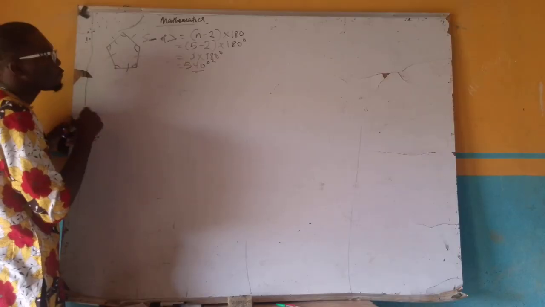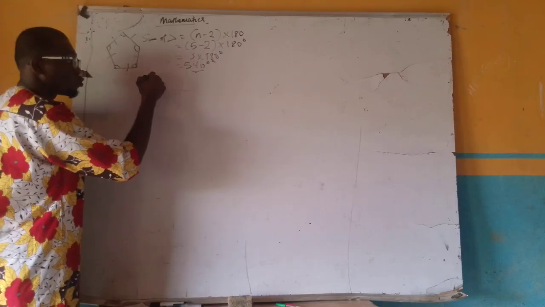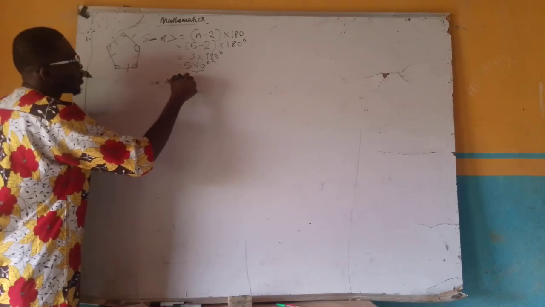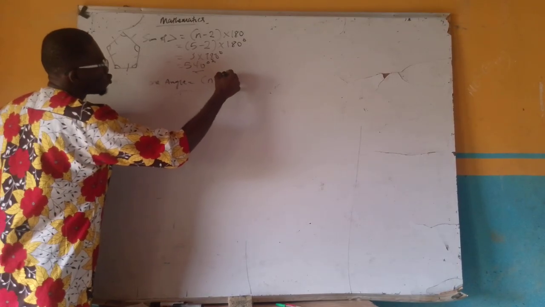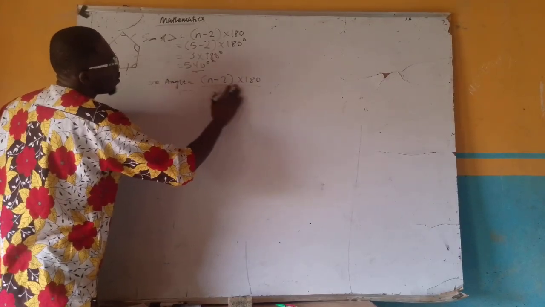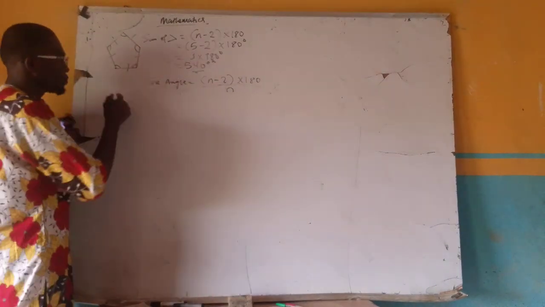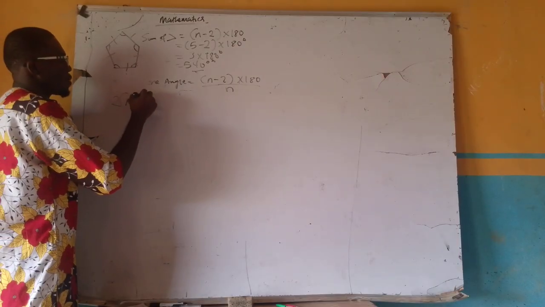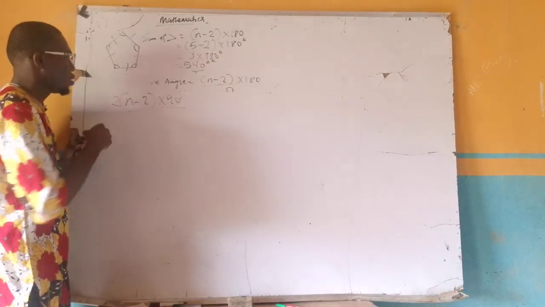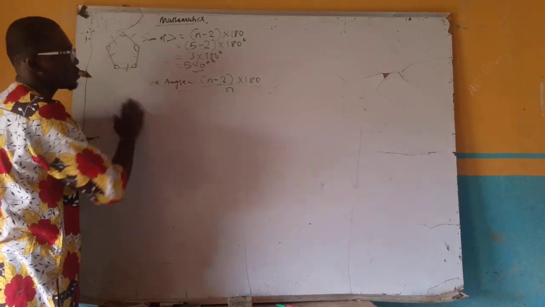So if you want to use a formula for that, we have angle now, right? One angle is equals to what? n minus 2 times 180 over n. That's number of sides. Yes, sometimes you can see this formula as 2 open bracket n minus 2 times 90. These two formulas are still the same thing. 2 times 90 is 180. So don't confuse yourself, they are still the same thing.